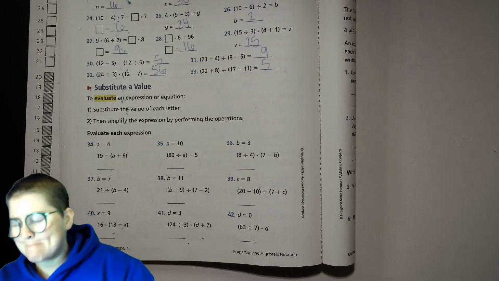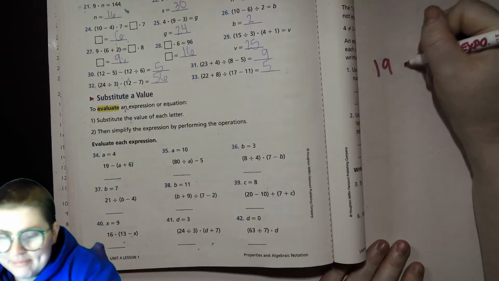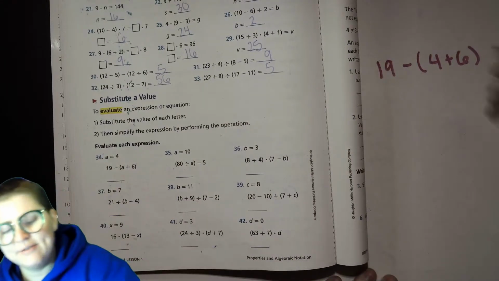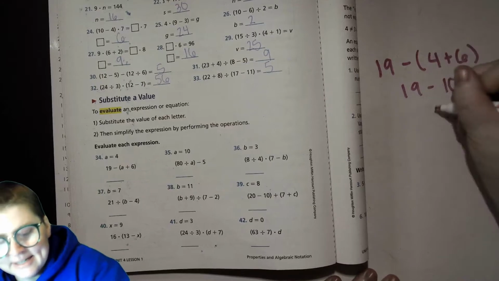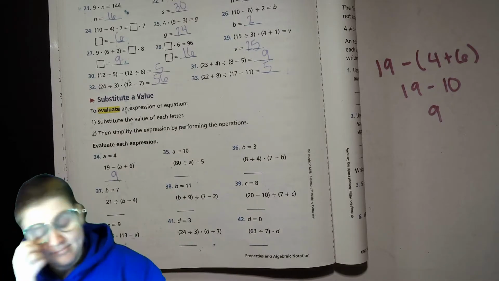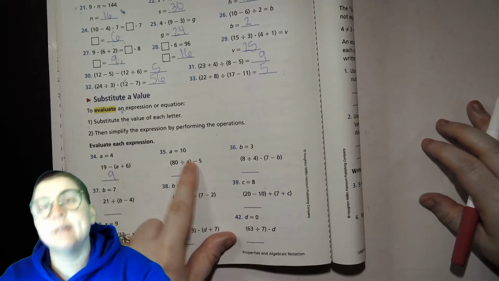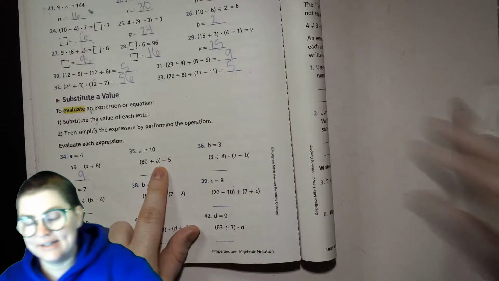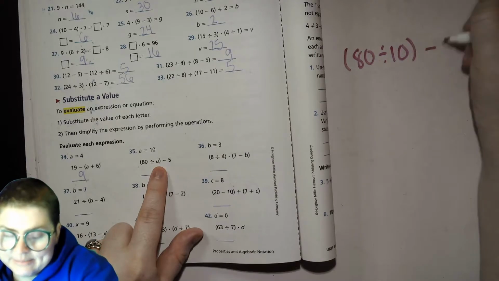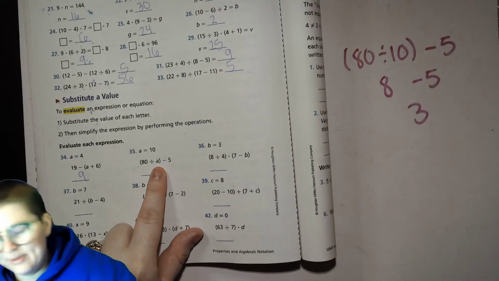So number 34, we're going to see that A, we're going to write in 4. 19 minus, parentheses, 4 plus 6. Okay? 4 plus 6 is 10. 19 minus 10 is 9. Now we see this A, and it's 10, we're going to put 10 where that A is. Parentheses, 80 divided by 10, close parentheses, minus 5. So 80 divided by 10 is 8, minus 5. 8.